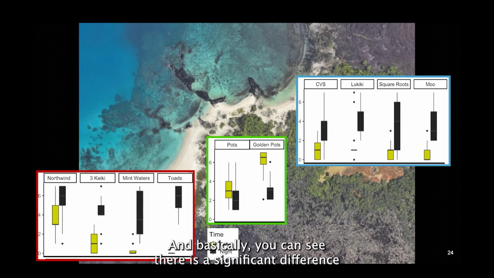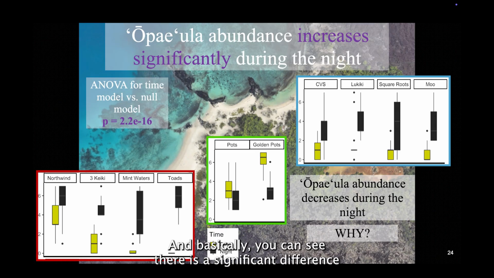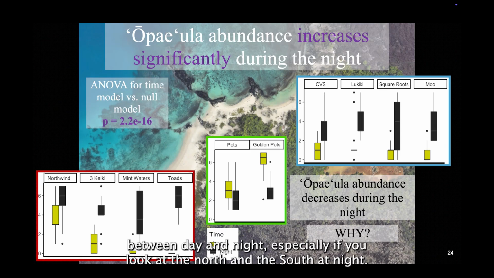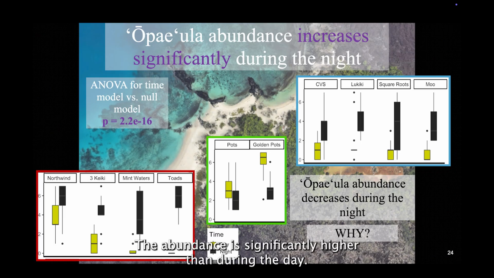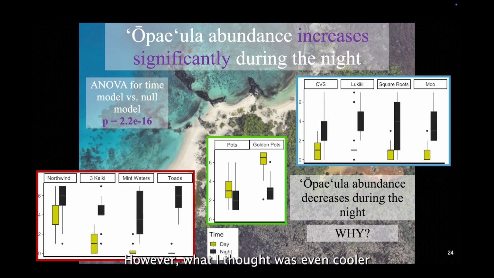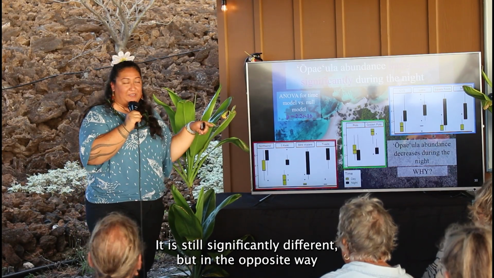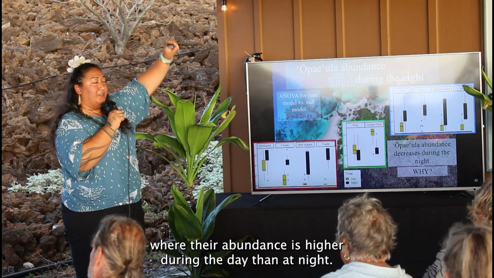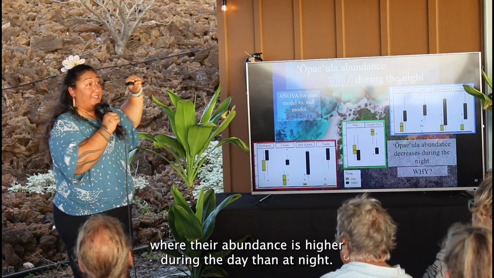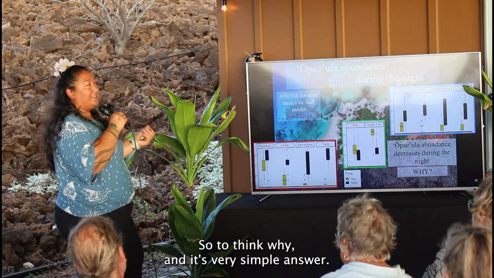And basically, you can see there is a significant difference between day and night, especially if you look at the north and the south. At night, the abundance is significantly higher than during the day. However, what I thought was even cooler was that the middle ponds seem to be the opposite. It is still significantly different, but in the opposite way, where their abundance is higher during the day than at night. So I had to think why.